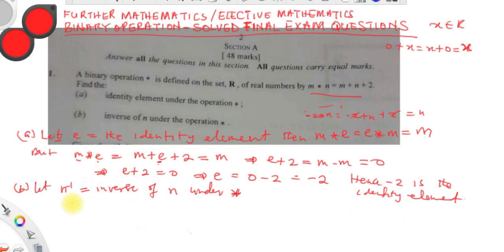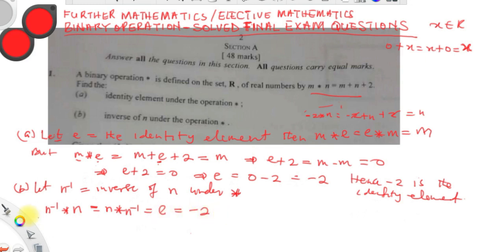So since this n raised to negative 1 is the inverse of n, it means that if I combine this n raised to negative 1 with n, then it's the same as combining n with its inverse, and the answer I will get is the identity element e, which is equal to negative 2.